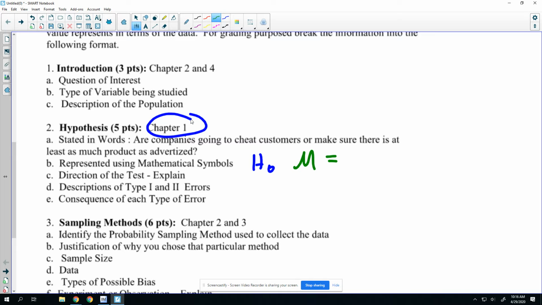On the sheet I sent you, some of you will need to subtract the package weight from the overall data. That's why I gave you that value. It's of the amount in the package. So if I say 28 grams, that's my null. My alternative, you need to use the correct symbols.